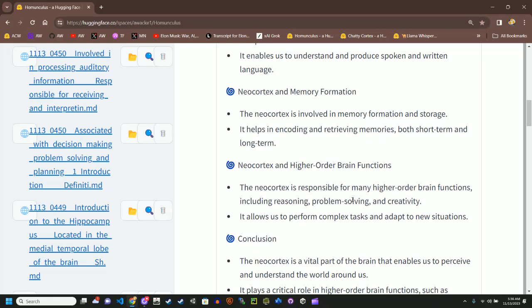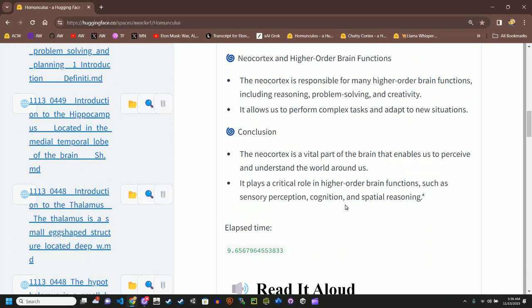Neocortex and higher-order brain functions. The neocortex is responsible for many higher-order brain functions, including reasoning, problem-solving, and creativity. It allows us to perform complex tasks and adapt to new situations.